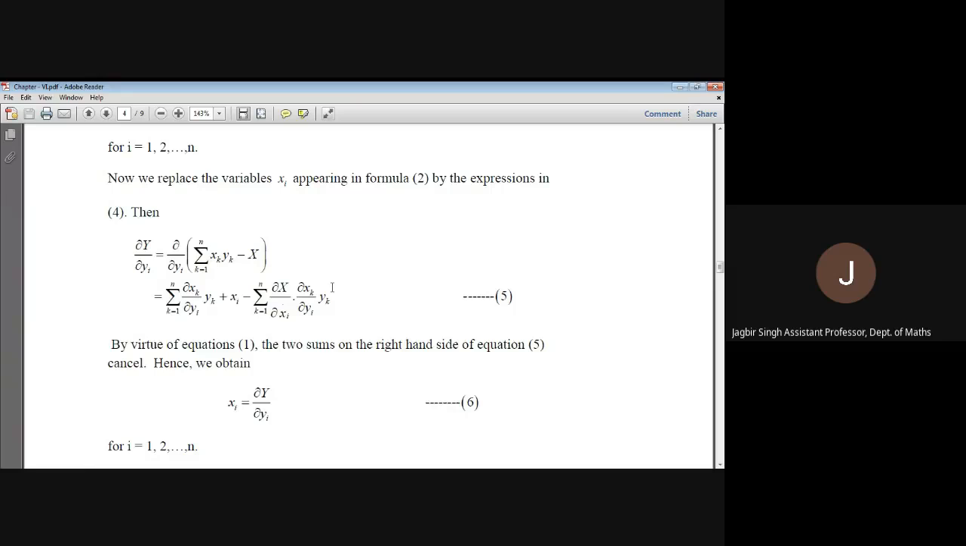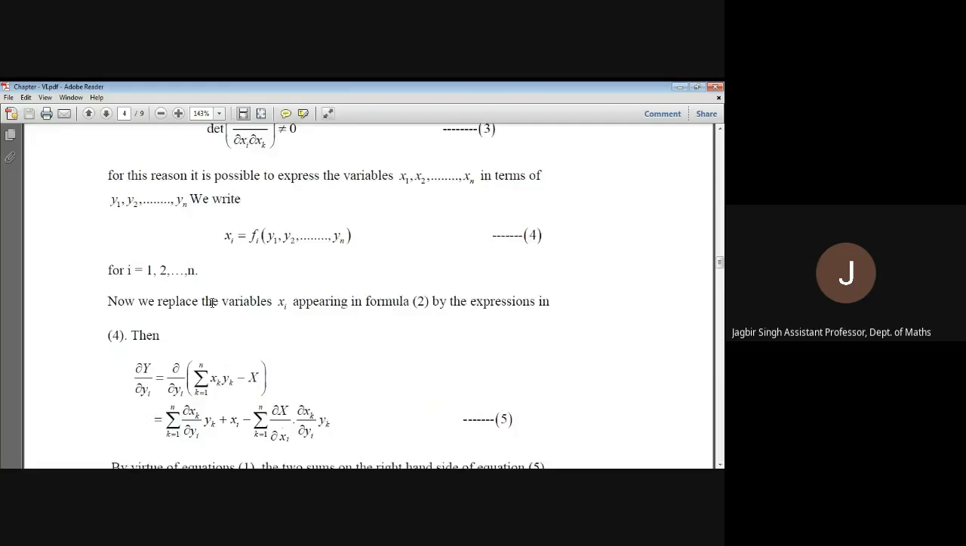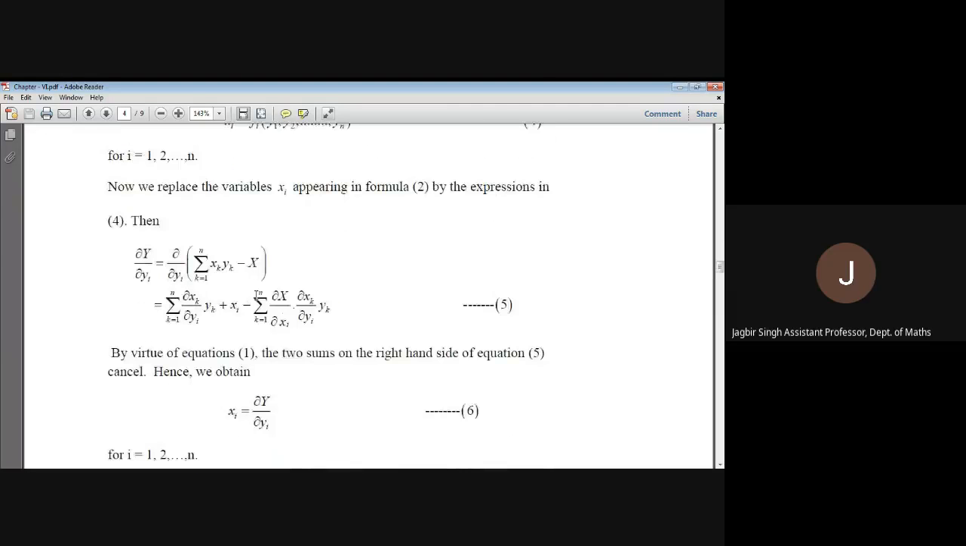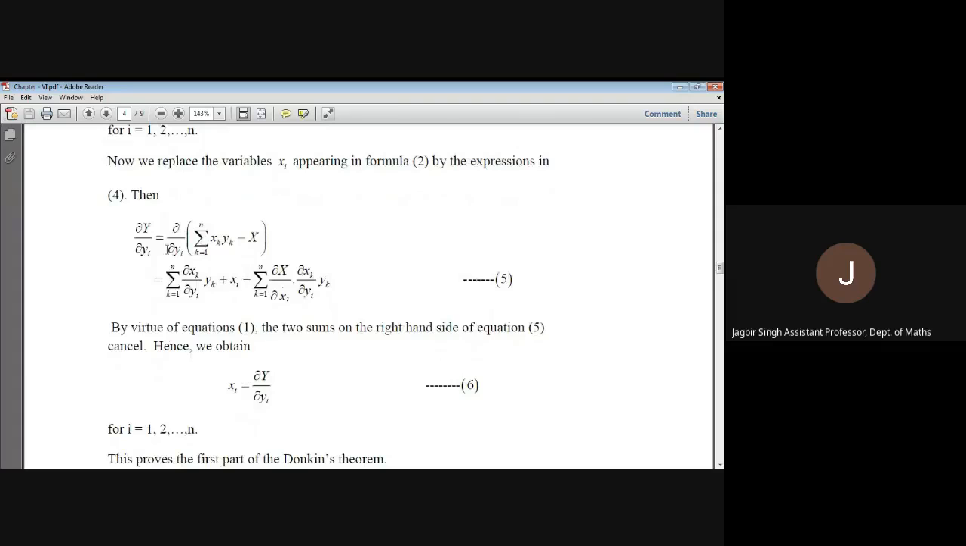Now it was given that yi is curly X by curly xi. So replace that yk with respect to that term, means replace yk in equation number 1. It is given yk will be curly X by curly xk. Okay, replace this in equation number 5. What is yk? Curly X by curly xk.